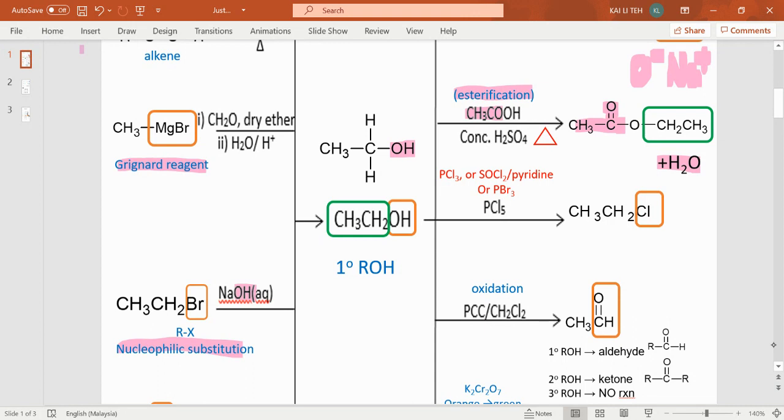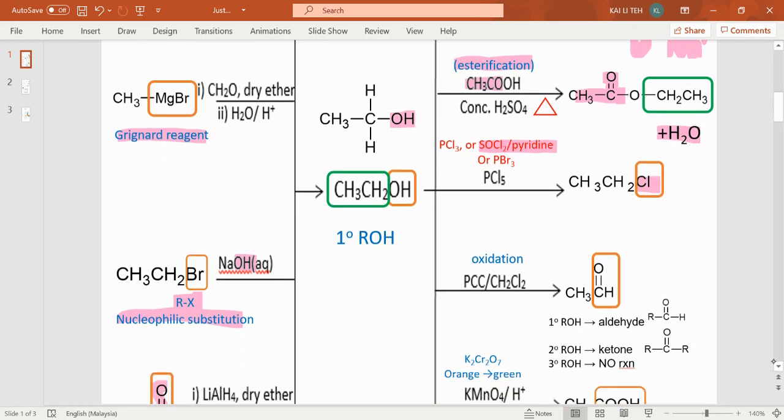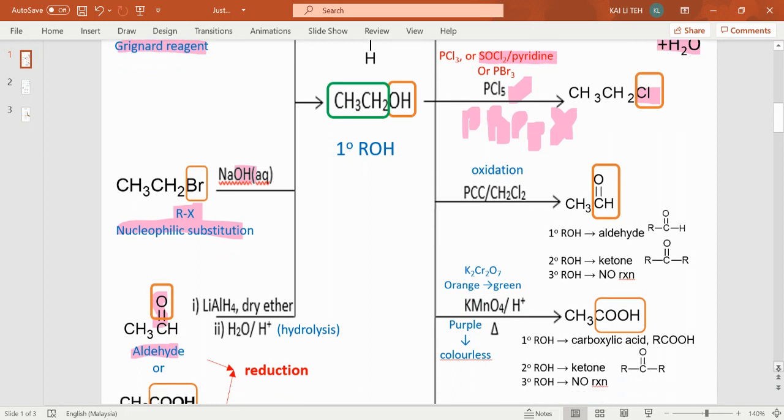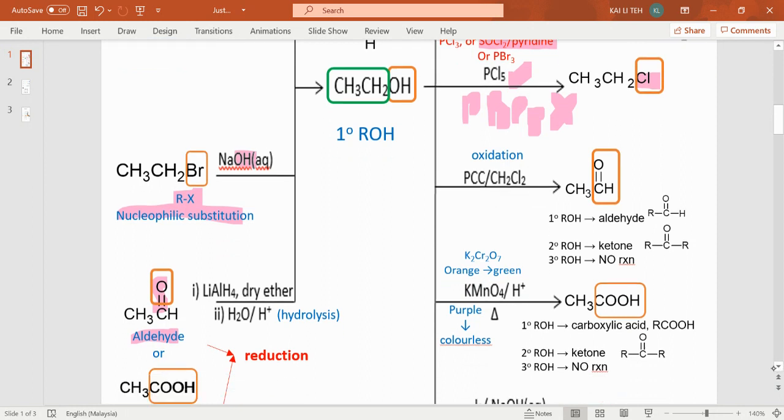Okay, another one, just now we can see haloalkane can become alcohol, and again the same thing, alcohol can become haloalkane again. If you want to use SOCl2, thionyl chloride, make sure you use pyridine. And remember, PBr5 doesn't exist. We can have PCl5 but not PBr5. Now next one, the oxidation part for alcohol.